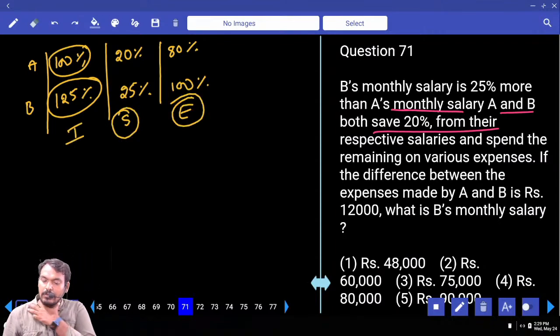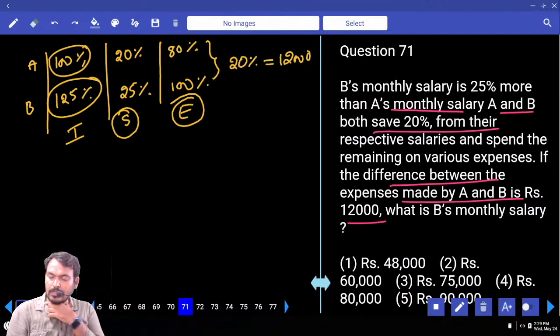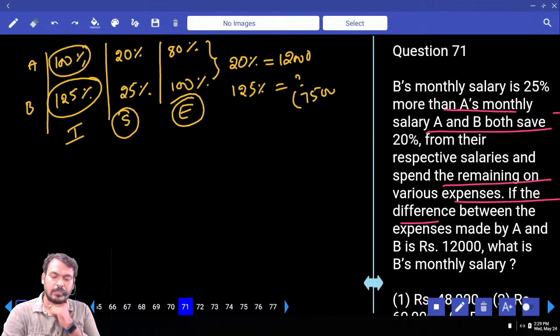What is the question here? The difference between the expenses made by A and B is 12,000. What is the difference in percentage? 20%. That is equal to 12,000. What is the question here? B's monthly salary. How much percent do we need? 125%. Almost 6 times. What is the answer? 75,000.